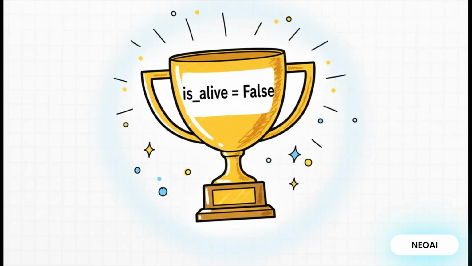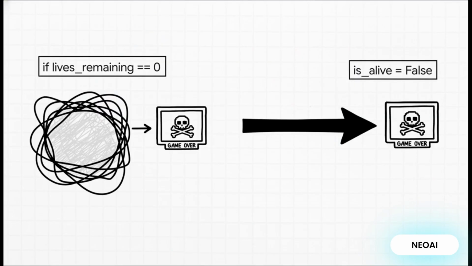Okay, got your answer? If you chose B, you are absolutely correct. That is, by far, the most direct and clear way to handle this situation. So why is it better? I mean, technically, option A could work. You could write code that checks if lives remaining equals 0. But option B is just so much simpler. The variable name itself, isAlive, is literally a yes or no question, and its value false is a direct, crystal clear answer. It just makes your code way cleaner and easier for anyone to read.